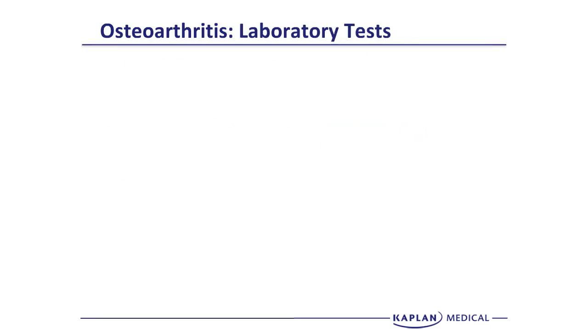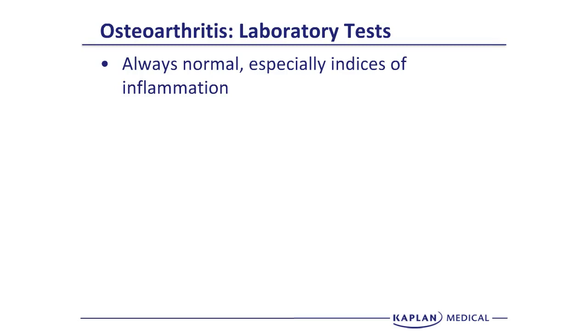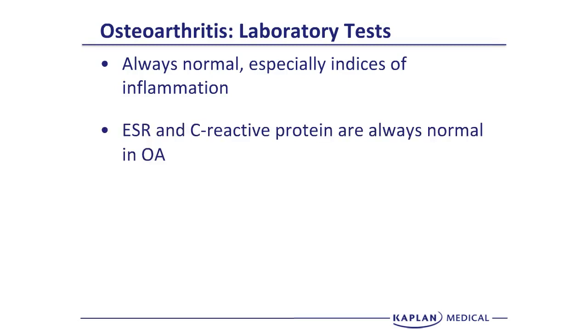What are the laboratory tests in osteoarthritis going to show? Well, basically nothing. It's going to be normal. There's not going to be any indication of inflammation. There's not going to be an elevated ESR or C-reactive protein. So these patients are not going to have any evidence at all of inflammation.